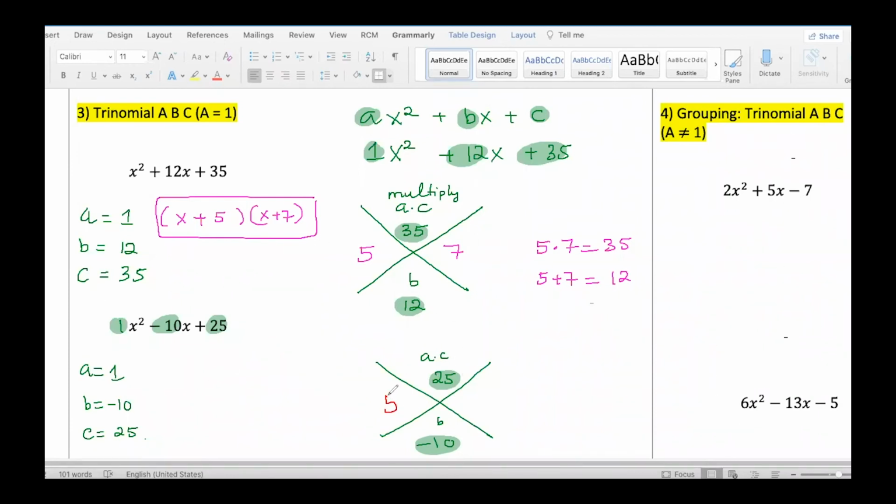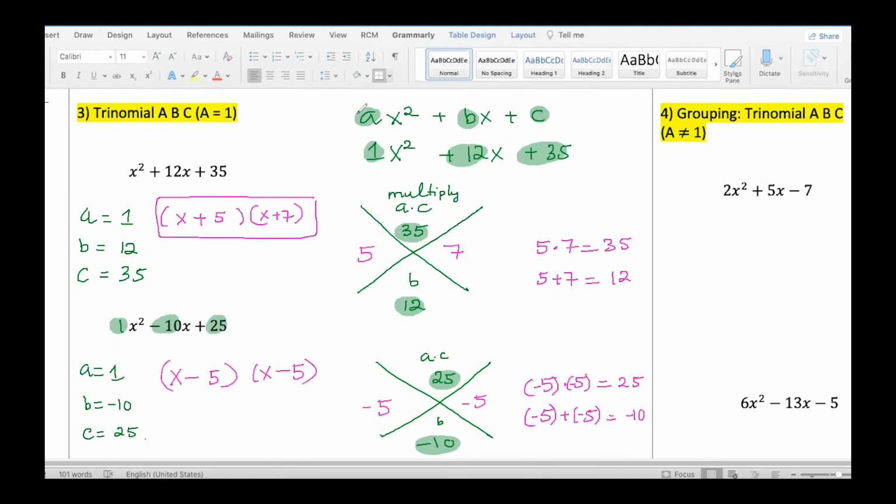So 5 and 5 look really great, because 5 times 5 gives us 25, but 5 plus 5 is going to give us 10, and we need it to be negative 10. So for that reason, we change it to negative 5 times negative 5, because a negative times a negative is a positive, and a negative plus another negative will be more negative. So our answer right here is going to be negative 5 and negative 5. So we will have x minus 5, x minus 5.